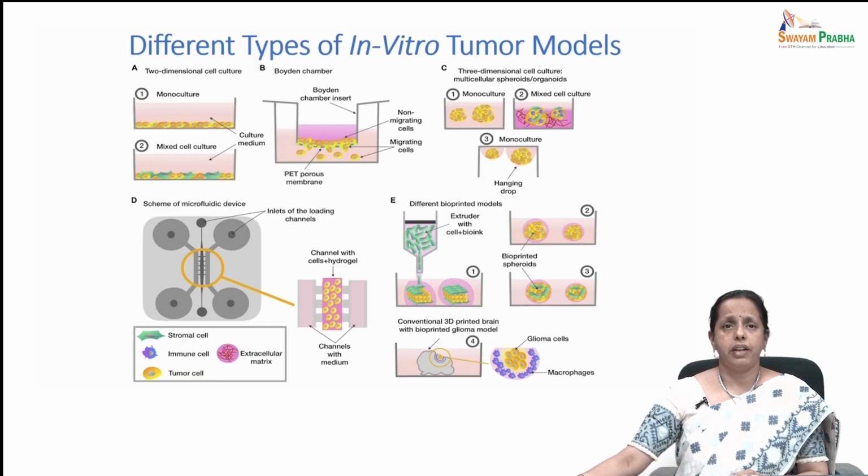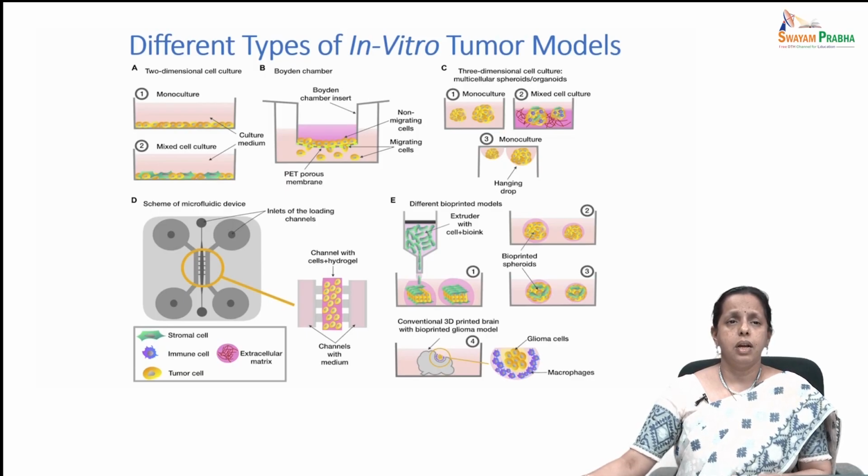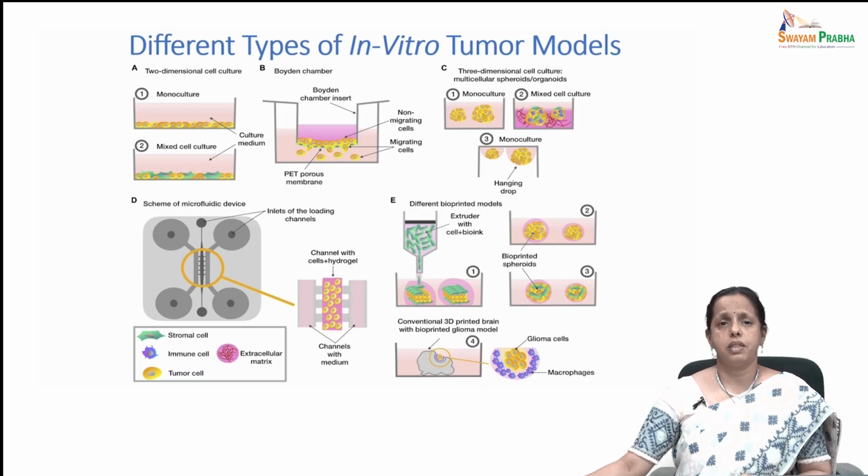The non-migrating cells are placed on the top and the migrating cells are placed below, and there is a different 3-dimensional cell culture through the formation of multicellular spheroids, and the mixed cell culture. Then we have been using schemes of microfluidic devices to develop a tumor microenvironment, where a channel with cells and hydrogels is placed in the central channel. Based on the purpose of the experiments, these channels are filled with different kinds of medium.